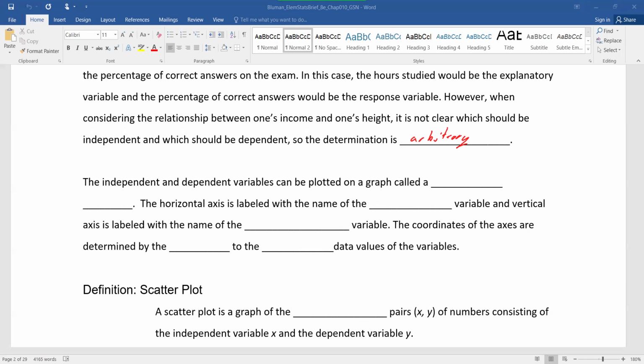And it could become a legal case where someone's saying, hey, it's biased. I didn't get the job because I wasn't tall, or I didn't get the job because I wasn't short. And that's when a statistician would come in going, well, the numbers say this. There is a correlation. You do hire more tall people or short people, or you promote or whatever the case might be. So that's why it's arbitrary, because it's really hard to determine which direction you want to go with that. But the researcher will always tell you at that point what's independent and dependent, so you're not having to guess. All right. So the independent and dependent variables can be plotted on a graph called a scatter plot.